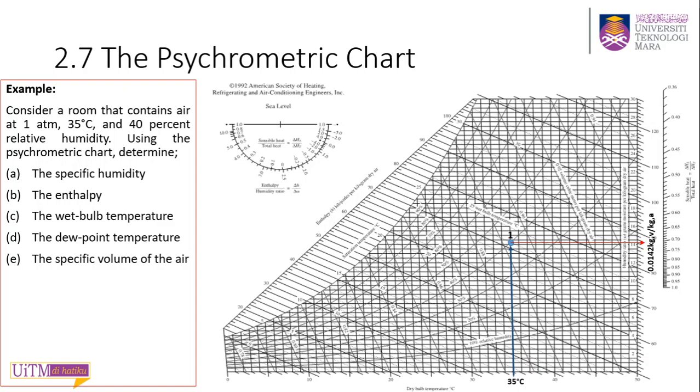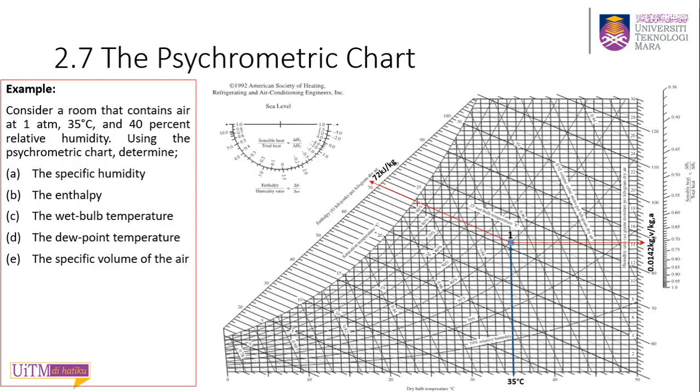For enthalpy, draw a straight parallel line to the enthalpy ruler, until it intersects with the enthalpy ruler. We try to read as precisely as possible. Here we can get 72 kilojoules per kg.